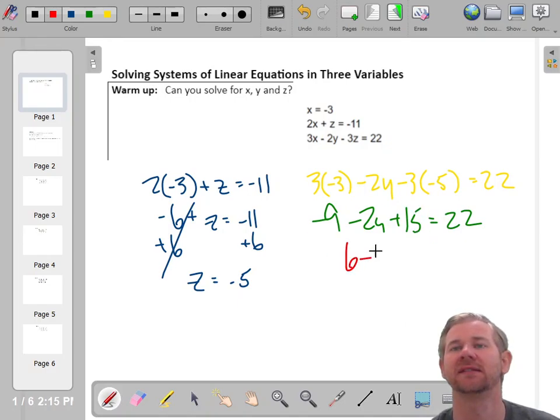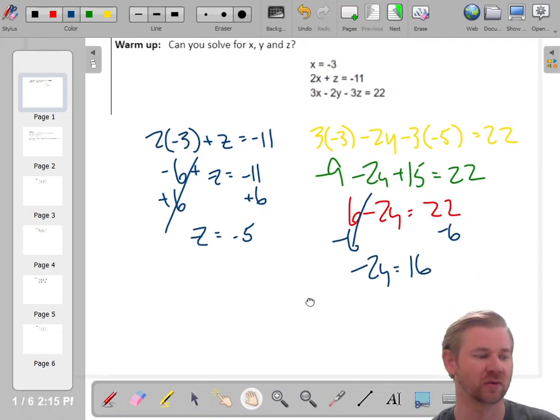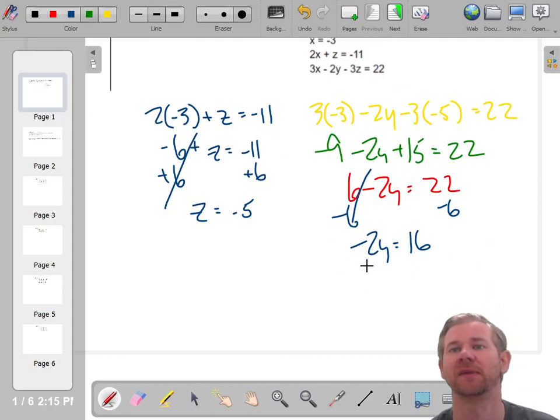15 minus 9 is 6. And now I will subtract 6 on both sides. Negative 2y equals 16. So the last thing I'll do is divide by negative 2. Oops, that's negative 2. And 16 divided by negative 2 is negative 8.